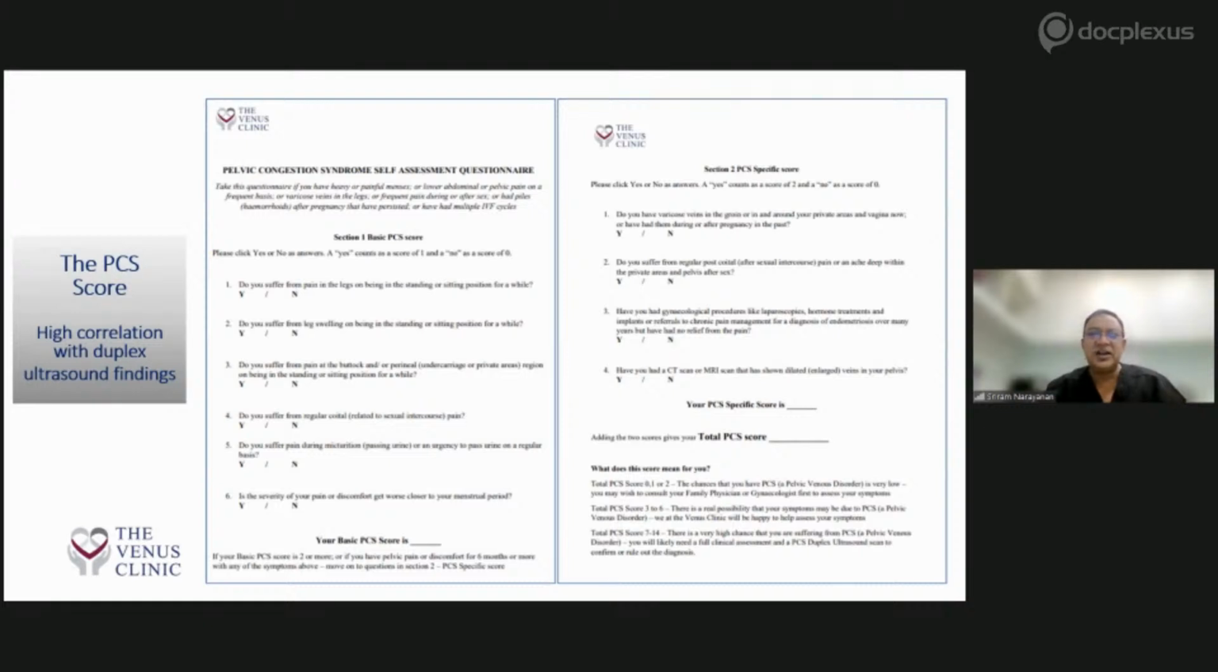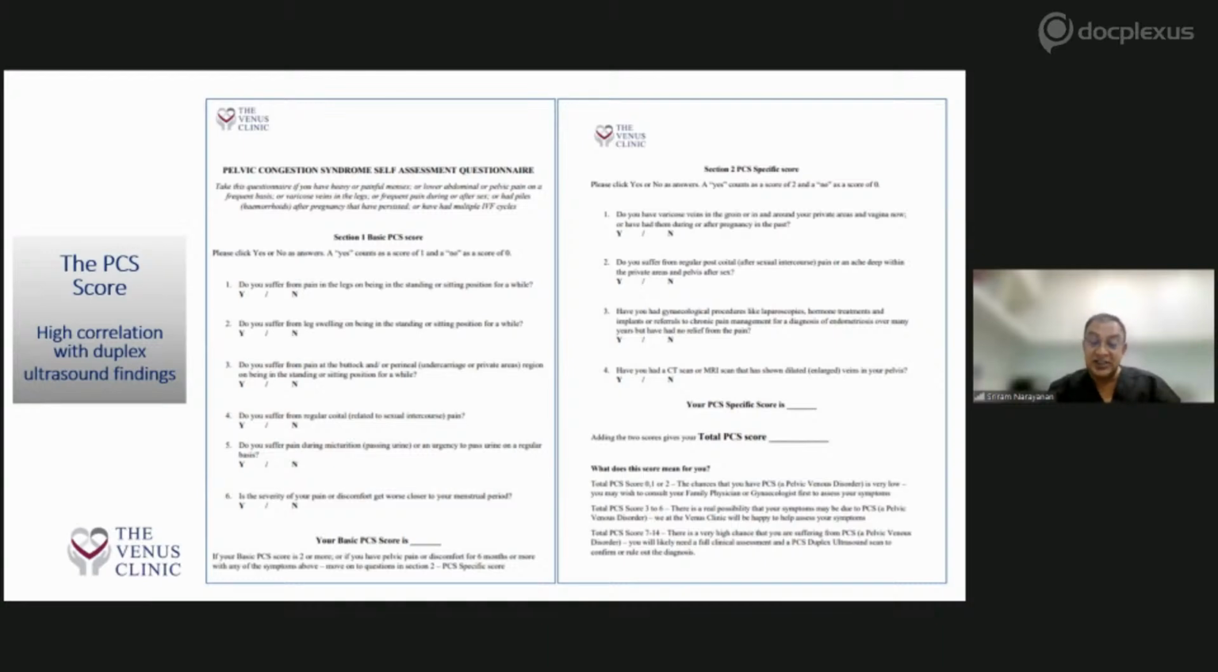So this is the PCS score. You have what we call a basic PCS score. This was developed at the Venous Clinic by us. And we are due to present it at Charing Cross in April, we have a high correlation with duplex ultrasound findings, which is to say patients who have a high score on pelvic duplex ultrasound are likely to have a high degree of hemodynamic disturbance.